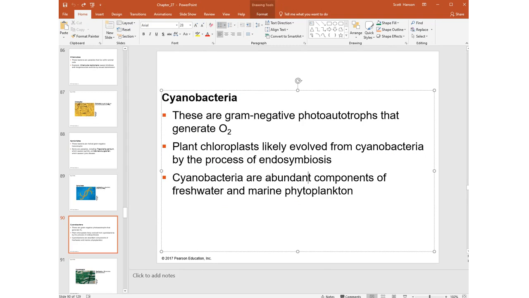So they're in large numbers, and they're large components of freshwater and marine communities of phytoplankton. Plankton, if you remember from SpongeBob, the little character Plankton is very small. And so plankton in biology are very small organisms, usually microscopic or close to microscopic, that are in the water. And phytoplankton are plankton that are plant-like and perform photosynthesis.